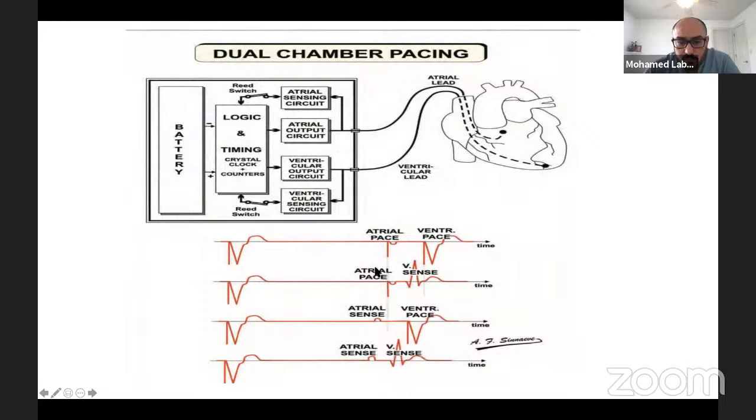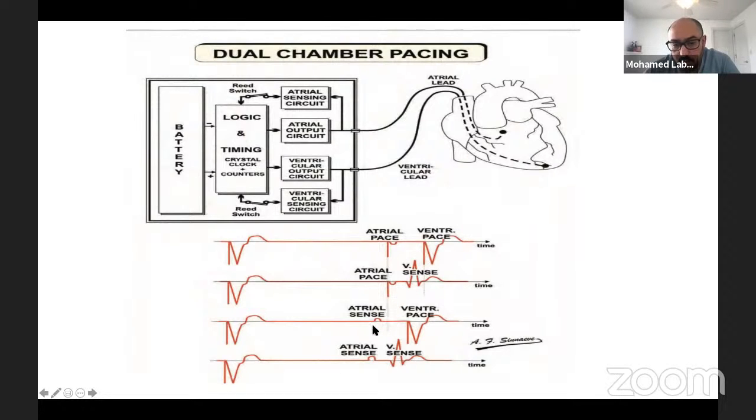So for example, this is a DDD device. It paced in the A and it paced in the V. And then in the next example, this DDD device did not see any atrial activity. So it says, okay, I'm going to pace in the A, and then I'm going to wait for my AVI. And there was a ventricular sensed event that happened before the end of the AVI, and that inhibited V pacing.